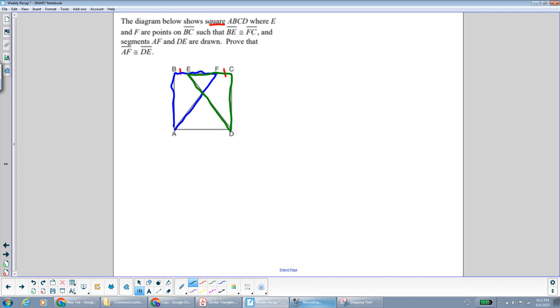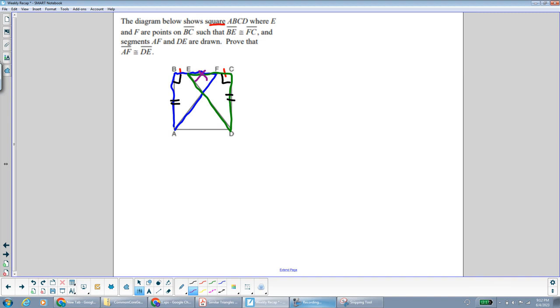Now, if I think about what I know about squares, I do know that the opposite sides are congruent to each other, and I do know that squares have 90-degree angles. Now, I have information about BE and CF, but I would need the full side BF of the blue triangle and the full side CE of the green triangle. Luckily, both of those sides overlap at EF. That's what's shared by the reflexive property.